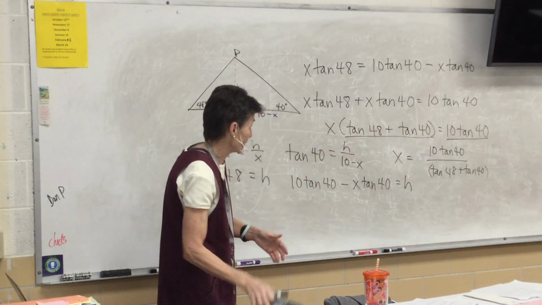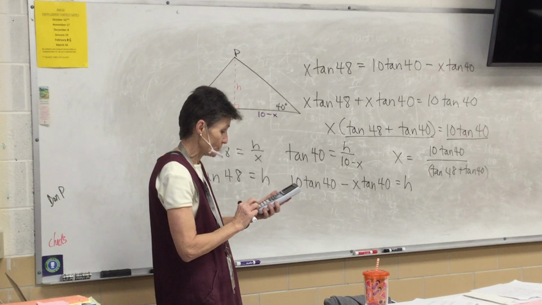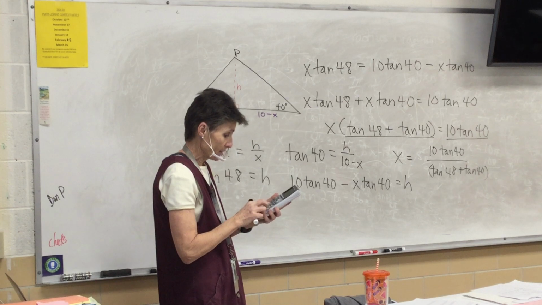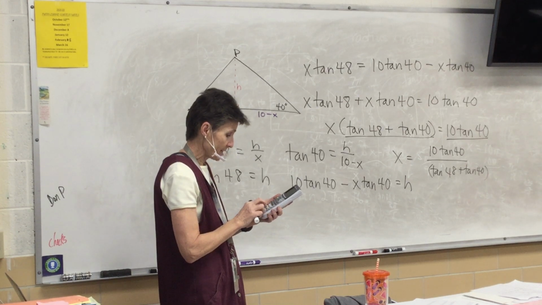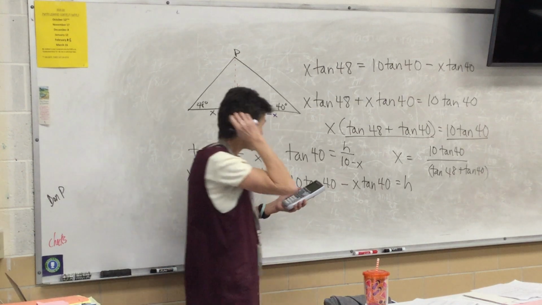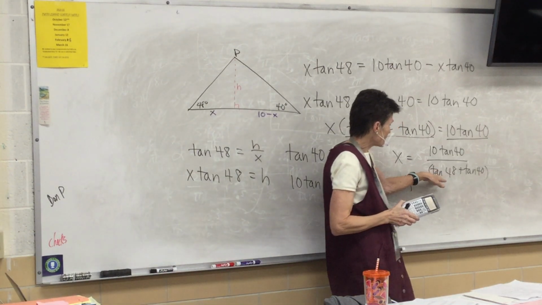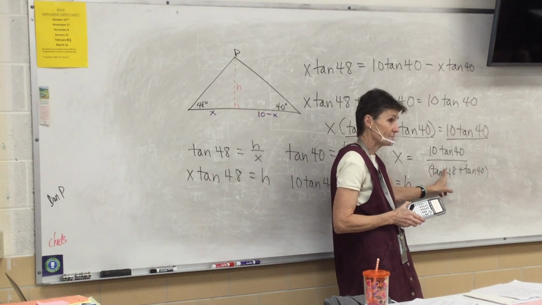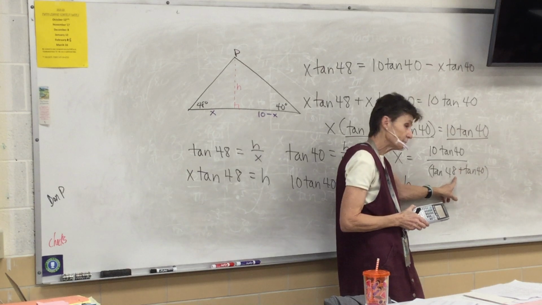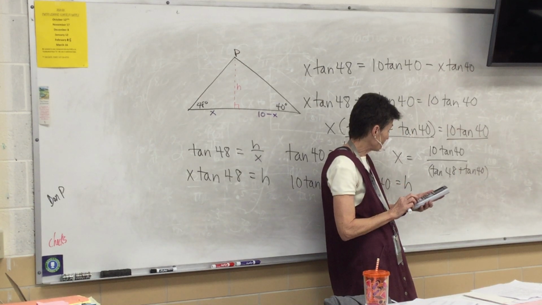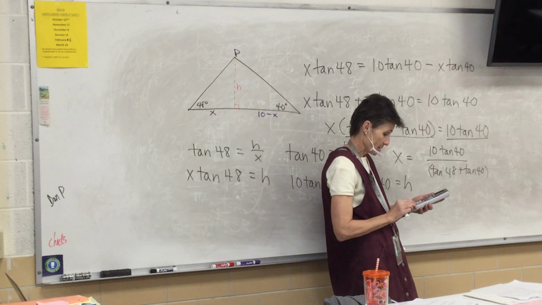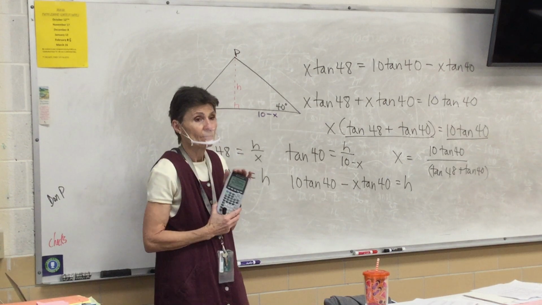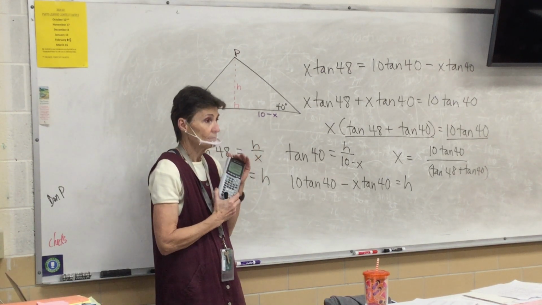So let's make sure we can all get the right answer there, and then we'll talk about what to do next. So 10 tan 40 divided by parentheses tan 48. Now, do be careful because as soon as you type tan, it puts a parentheses right here. You got to close it after the 48 and then plus tan 40. Did you get, well, you tell me what you got. I got 4.3. 4.3037?